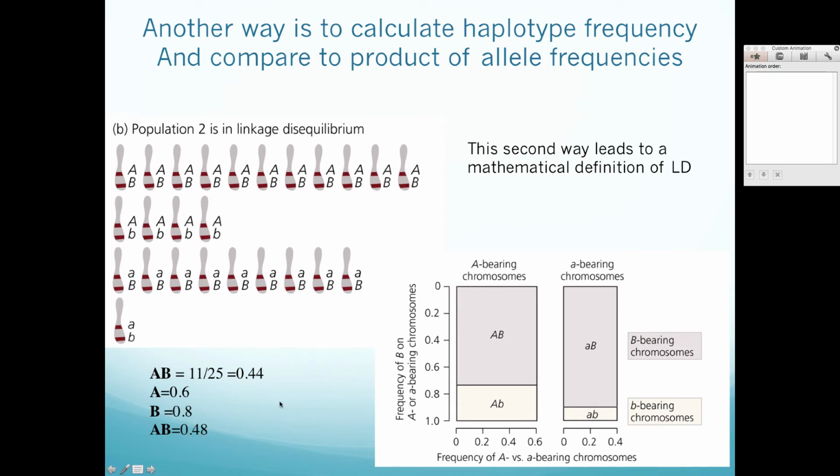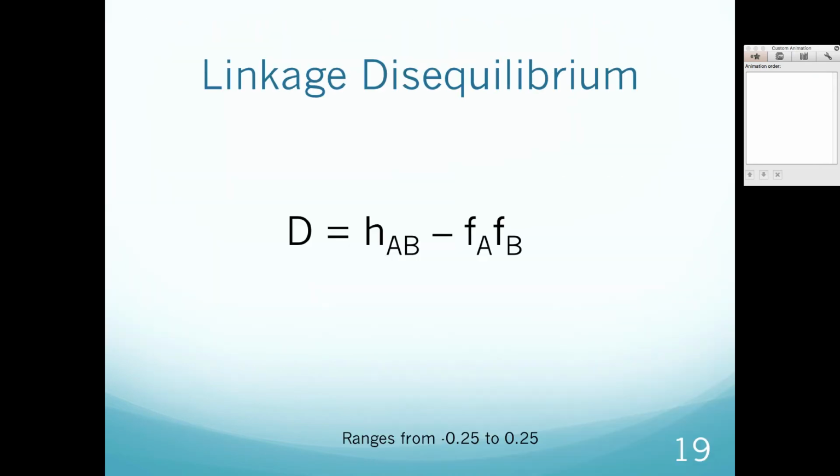When you multiply those together, these are not equal to each other, and therefore these two loci are potentially linked. And this leads to a mathematical definition of linkage disequilibrium, as a matter of fact. It's the difference between what we expect. If they're randomly segregating, then we would expect the proportion of chromosomes that have a big A and a big B to be the product of the frequencies of big A and big B. We subtract that from the actual observed haplotype frequency of big A, big B, and that gives us D. And D ranges from negative 0.25 to 0.25.